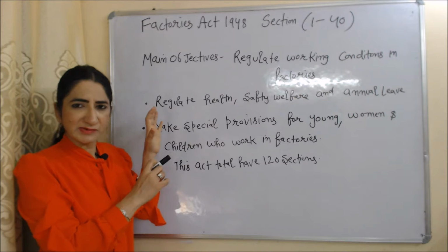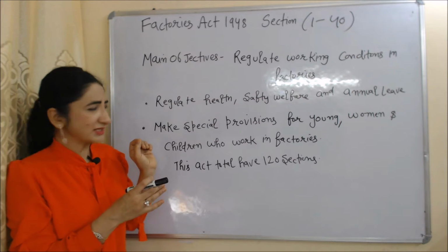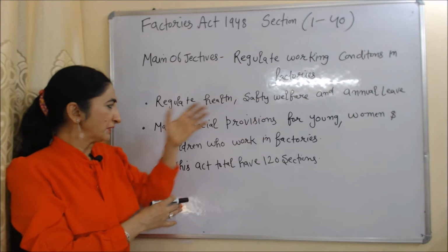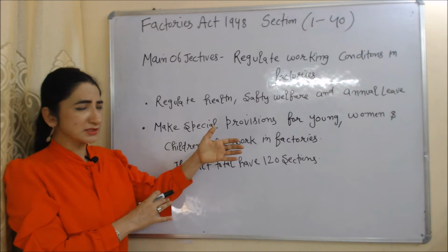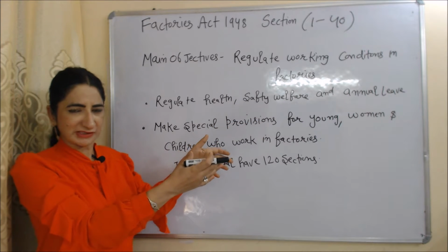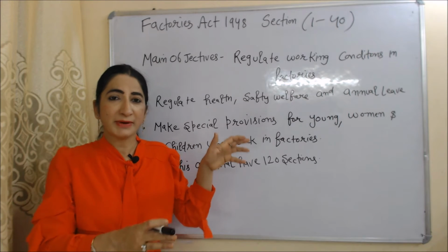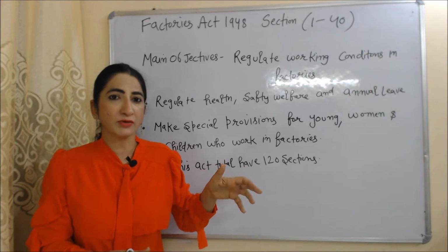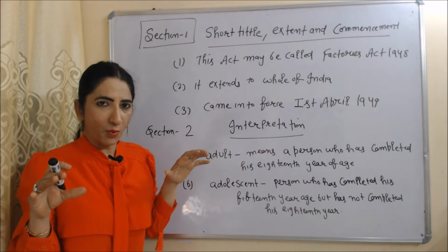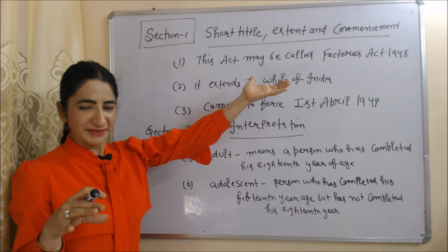The main objectives of this act are to regulate working conditions in factories, regulate health, safety, welfare and annual leave, and make special provisions for young women and children who work in factories. This act has a total of 120 sections, but in this video we will talk about sections 1 to 40 of this act.